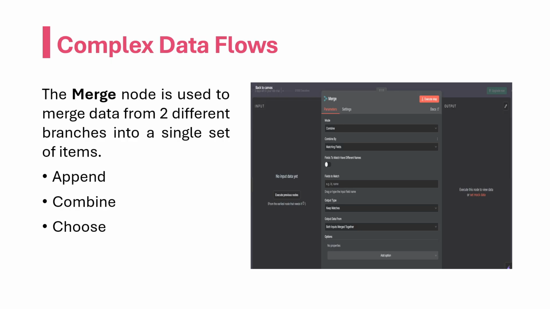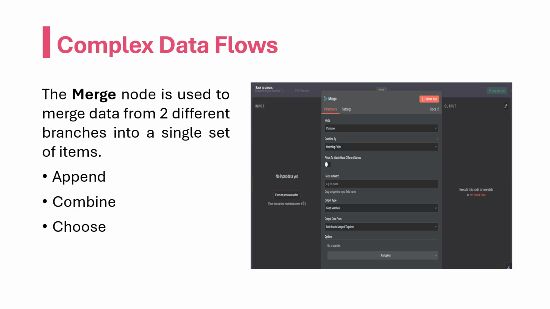Here you can see an example screenshot I'm showing you of how the parameters of the Merge node actually look, and here we can see the mode. We get three options: choose, combine, and append. So we can choose based on our criteria, and we can handle complex data flows very efficiently.